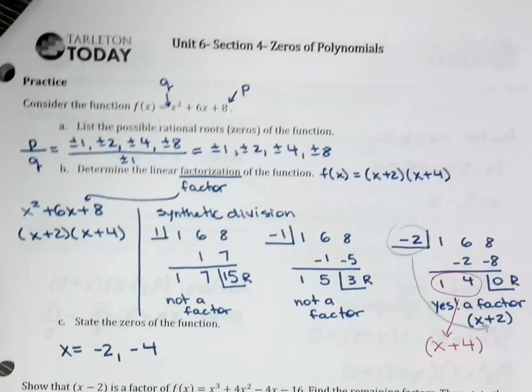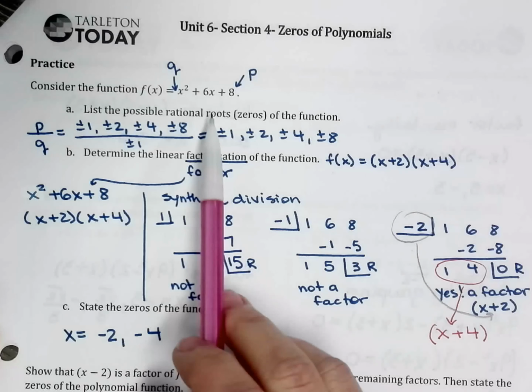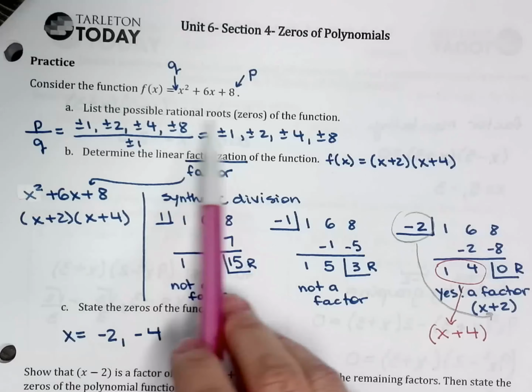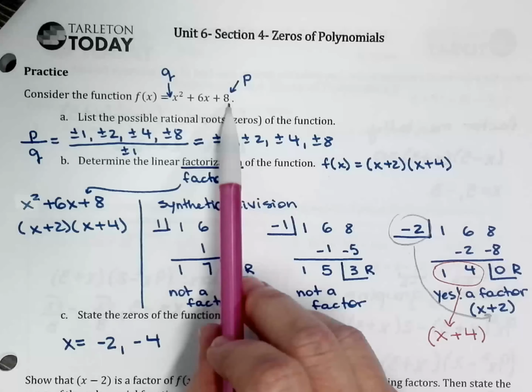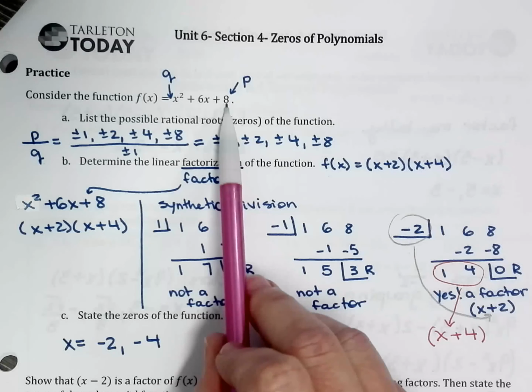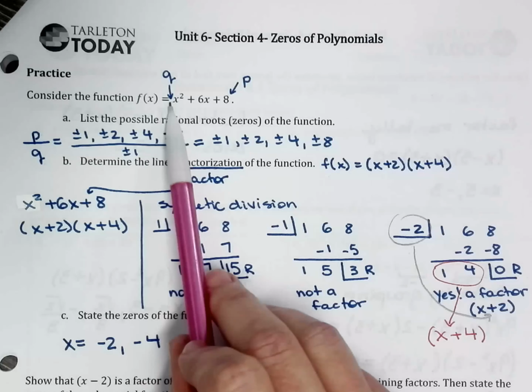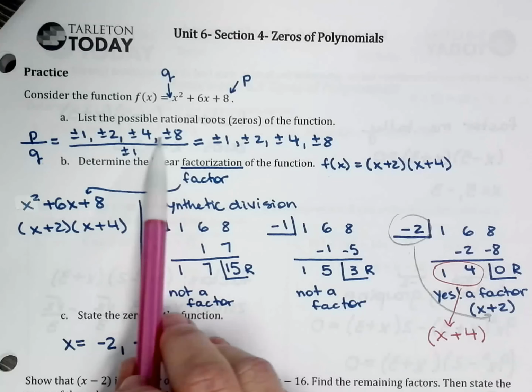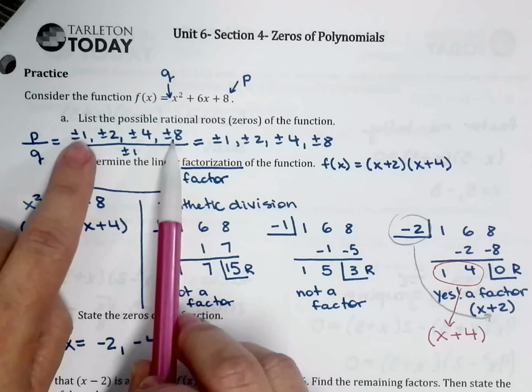So page 3, off we go again. We have to list all possible roots using the rational roots theorem. And I have to do P over Q. That's P, that's Q. Q is 1. So these are all the factors of 8.